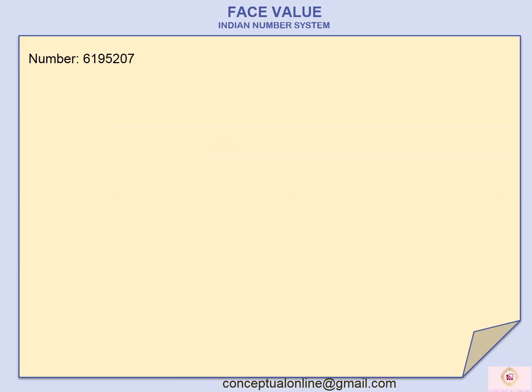Now let's start the topic with an easy example. We'll start with the face value first as it's easier to understand. What do you mean by face value? As the word meaning indicates, it represents the original numerical value of the digit itself.